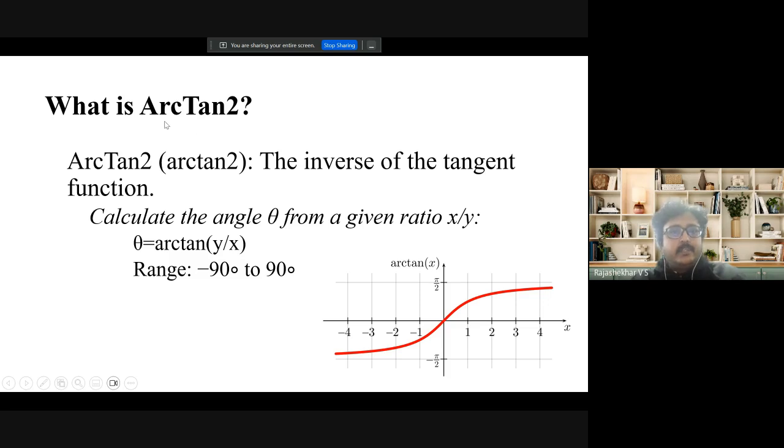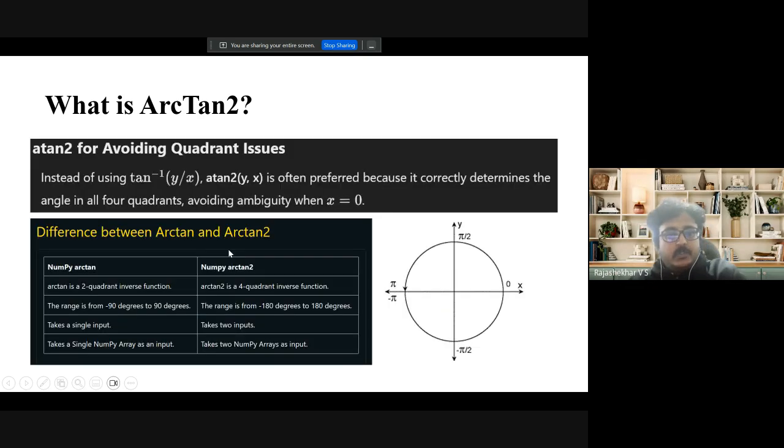You should not simply take tan inverse. You should try to take arctan2. That is a function, in Python also, the inverse of the tangent function. But the input you need to give here is the y and the x. Two inputs. Instead of using tan inverse of y by x, you use arctan2 of y, x, because it determines the angles in all four quadrants, avoiding ambiguity when x is equal to 0. What happens when x is equal to 0? It goes off to infinity when it is divided. That is taken care of by this.